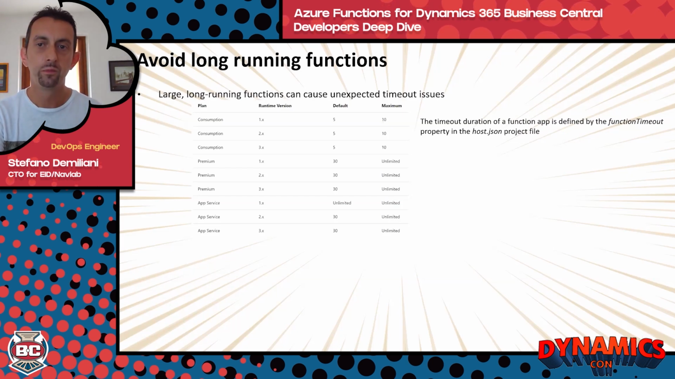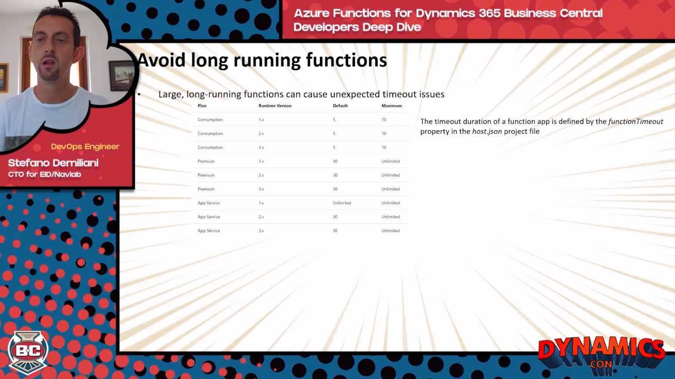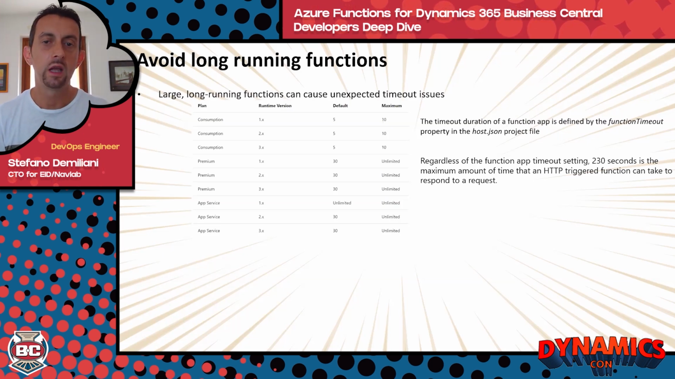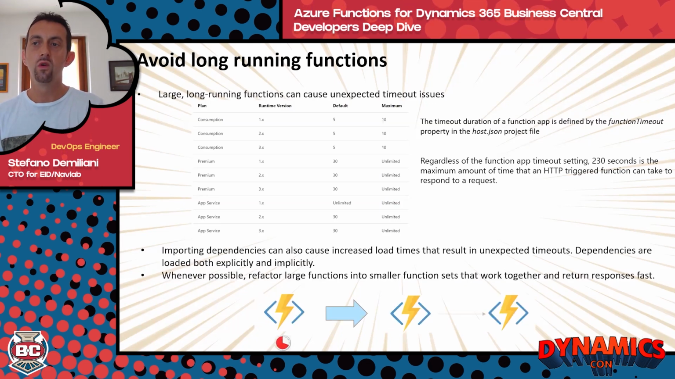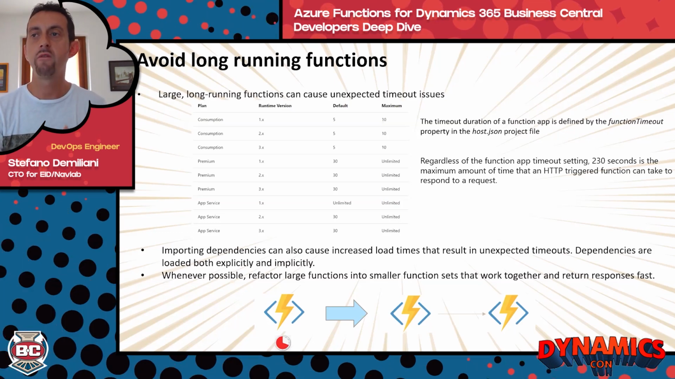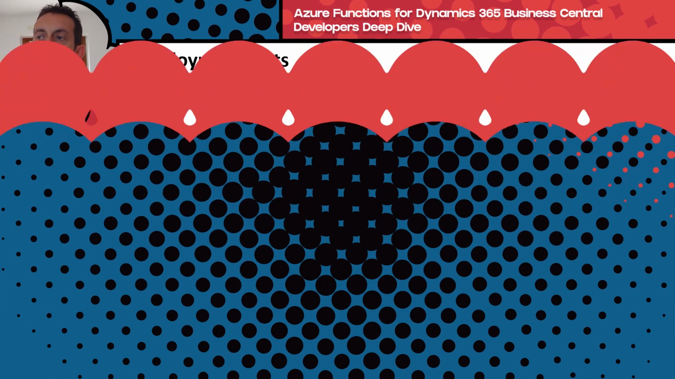So the timeout is normally defined in the functionTimeout property in the host.json file. Remember that for the HTTP trigger, regardless of the function app timeout, the maximum timeout is always 230 seconds. So you need to handle that. And timeout is not only the duration of the call, but it is also affected by importing dependencies or something like that. So whenever possible, it's better to split your function into a set of functions.